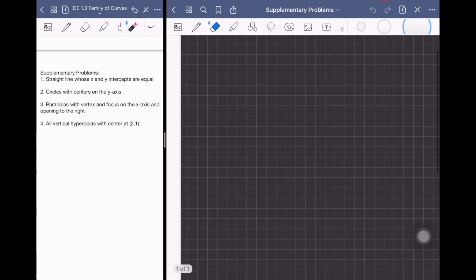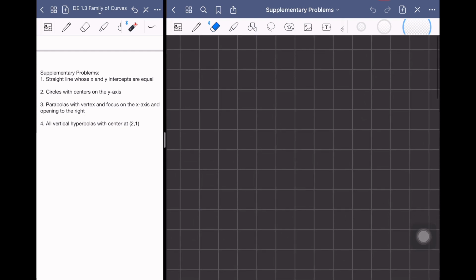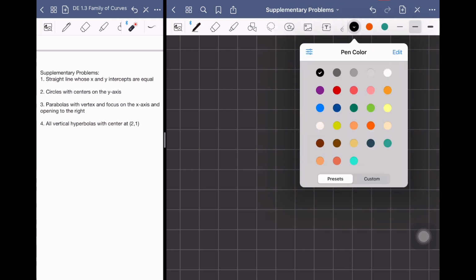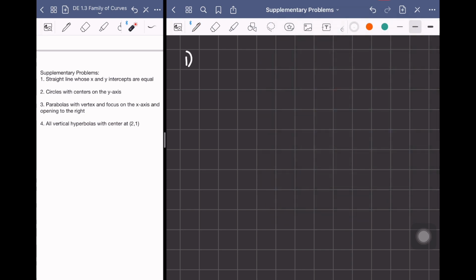Okay, so without further ado, let's start with the first problem that's provided to us. And that is the straight line whose x and y intercepts are equal. So for number 1, let me change our pen color. We are already given the idea that the x and y intercepts are equal. That means we have both a and b, a representing your x-intercept and b representing your y-intercept. And according to the condition, these two values are considered equal in this family of straight lines.